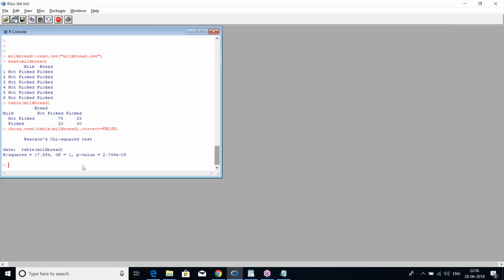So the null hypothesis is that the association does not exist, and we have to conclude otherwise. In this case, the null hypothesis is rejected, and we have to conclude the alternate hypothesis, which is that some association may exist between whether milk is picked or not picked, in order for bread to be picked or not picked. So that's the alternate hypothesis.